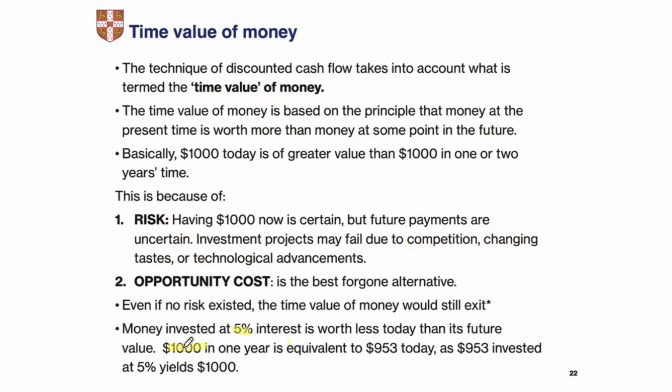So that means that this $1,000 that I promise to give you in a year's time, and you preferred the $1,000 today, is of less value than the $1,000 today. So these are the two reasons why we say that the value of money changes relative to time. This explains the time value of money, which is that $1,000 today is of greater value than $1,000 in a year's time.